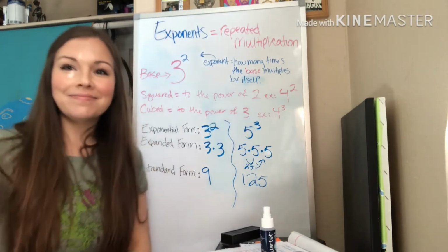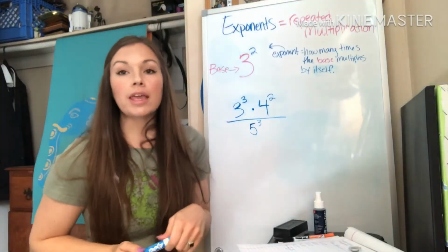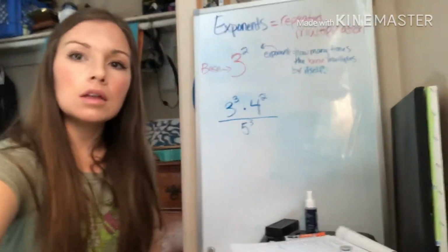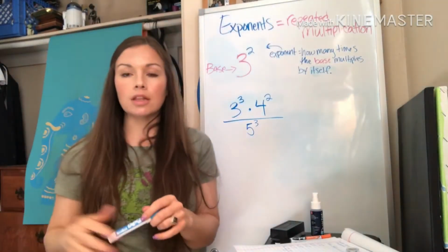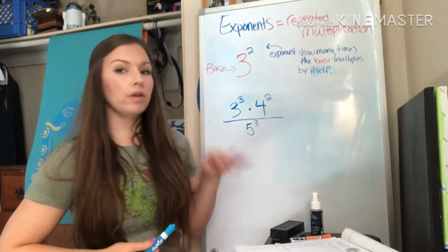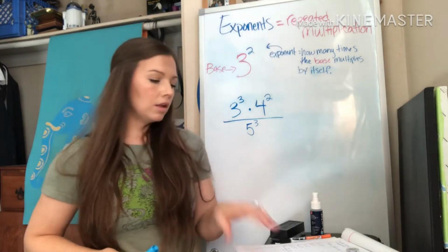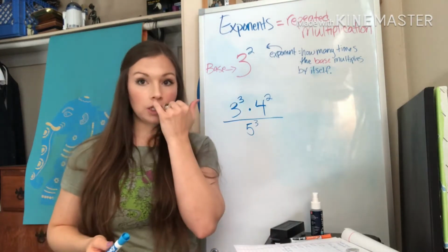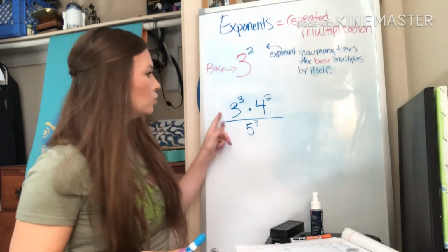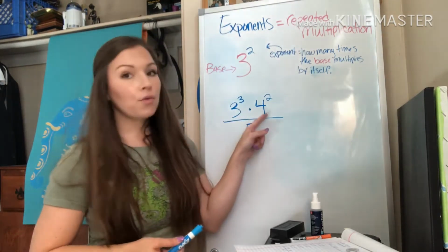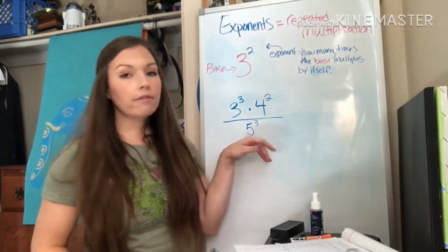All right? Okay, here is our expression with exponents in it that we're going to solve together, so you can do the one that's on your homework or on this assignment and then on any worksheets that you get. Okay? So we have 3 cubed times 4 squared over 5 cubed.